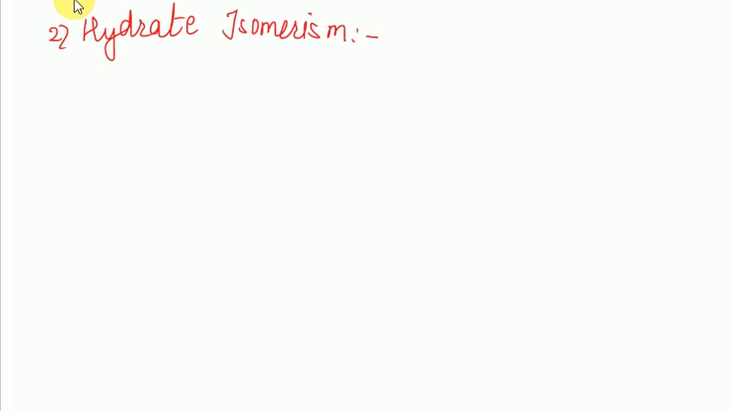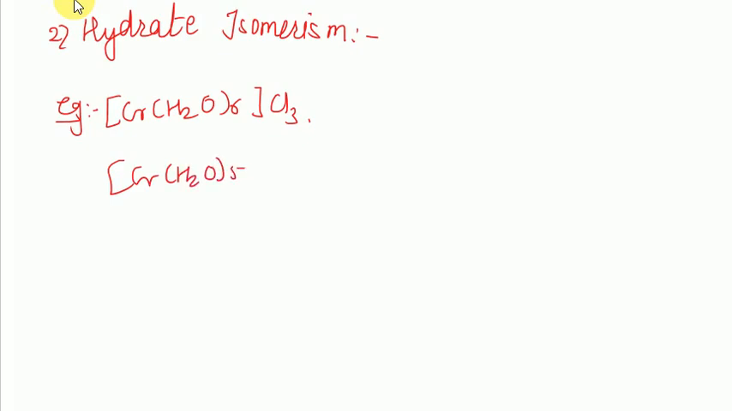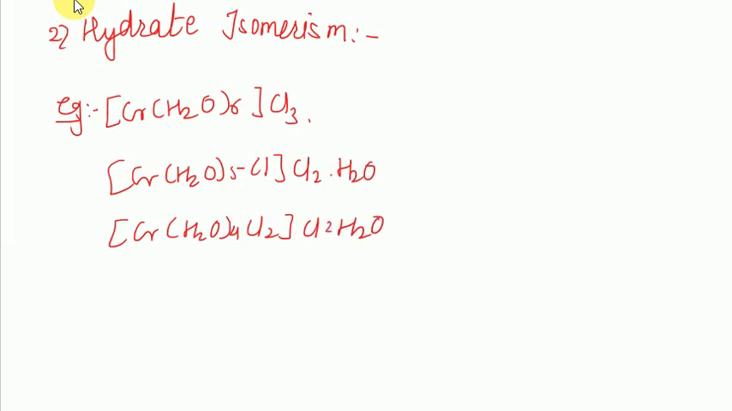The best known example of this hydrate isomerism is chromium [Cr(H2O)6]Cl3. With this same formula, we can write a number of isomers, such as [Cr(H2O)5Cl]Cl2 with one H2O molecule here, and the second [Cr(H2O)4Cl2]Cl with twice H2O here.